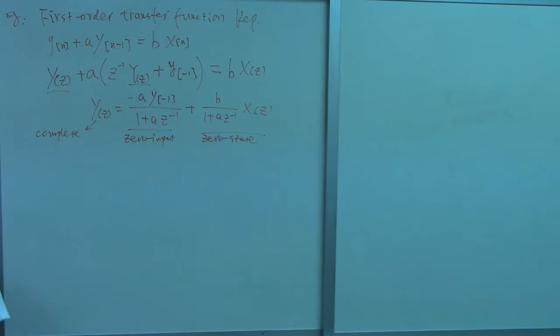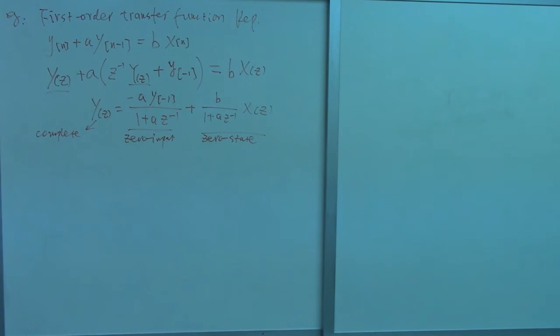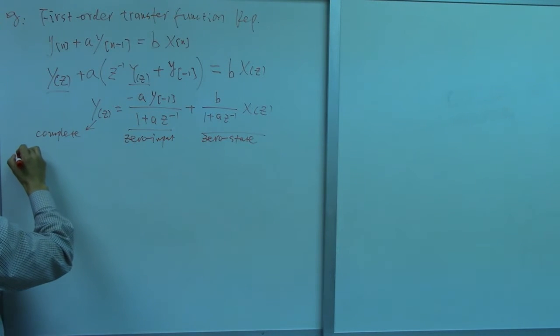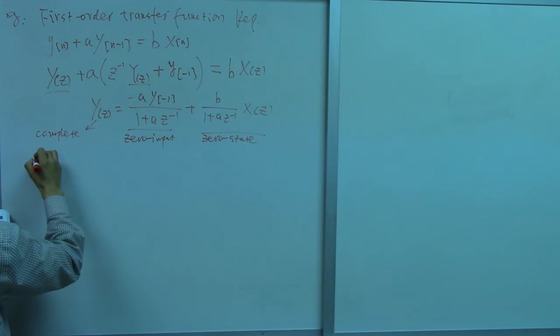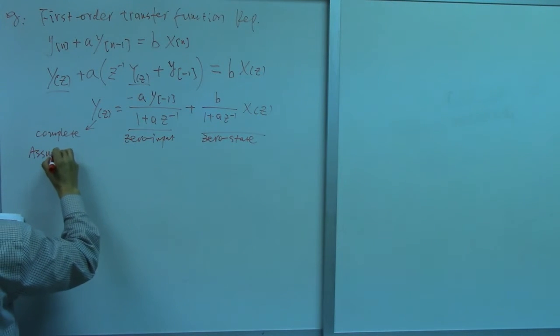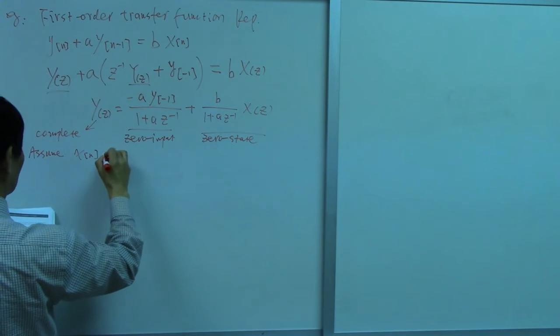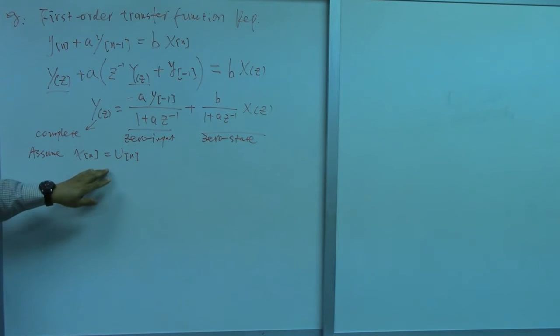Okay, now let's... This is a general first order transfer function. Now let's give it this example. Suppose the input is just the unit step. Or we can ask, what is the unit step response of the system? That means the input is a unit step, even if I don't tell you.